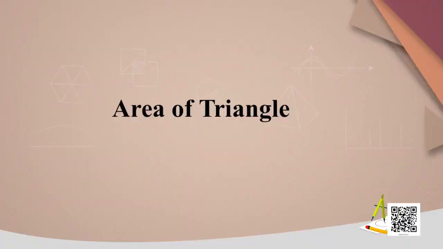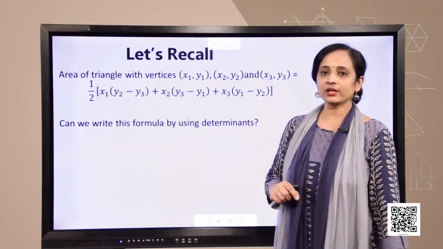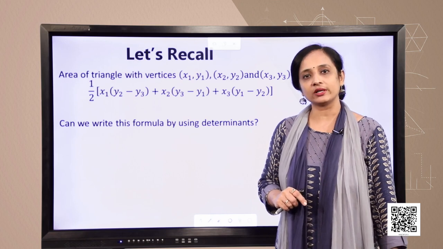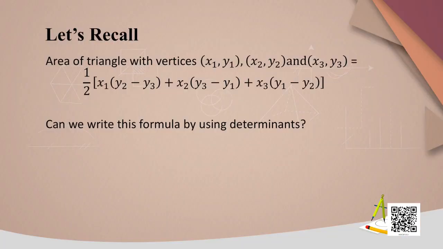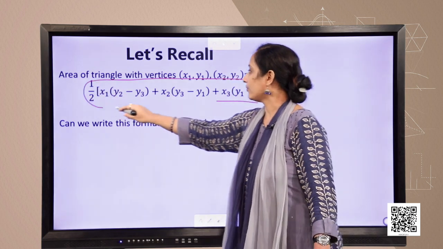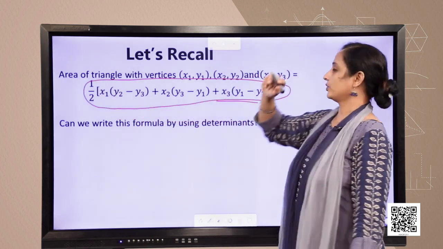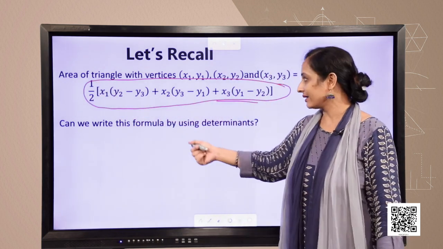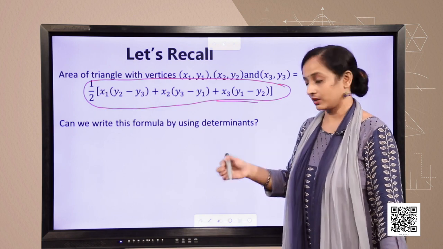So next concept is area of triangle. How determinants are used in finding area of triangle. You can recall this formula from coordinate geometry in class 10th, that area of triangle with vertices x1, y1, x2, y2 and x3, y3. This is the formula that you are very well aware of from the coordinate geometry. Can we write this formula by using determinants?